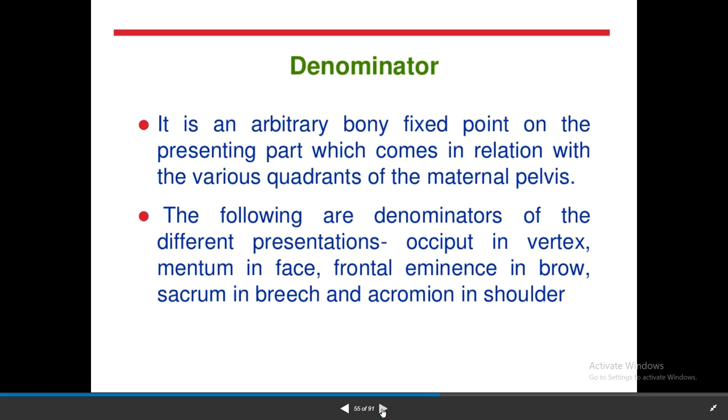Denominator. It is an arbitrary body fixed point on the presenting part which becomes in relation with the various quadrants of the maternal pelvis. The following are denominators of the different presentations: occiput in vertex, mentum in face, frontal eminence in brow, sacrum in breech, and acromion in shoulder.